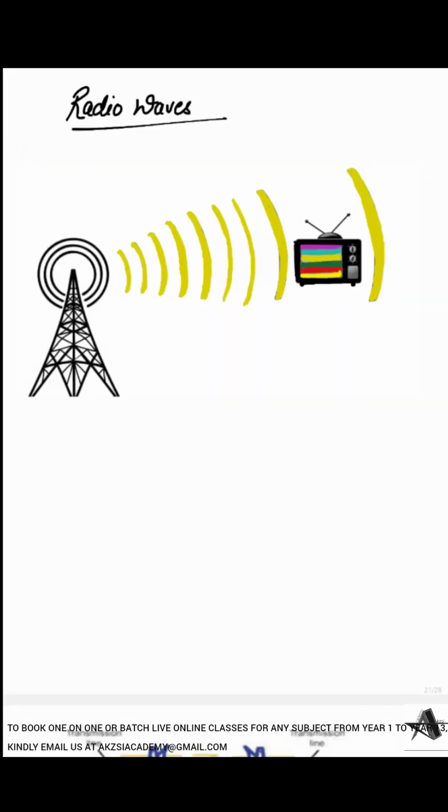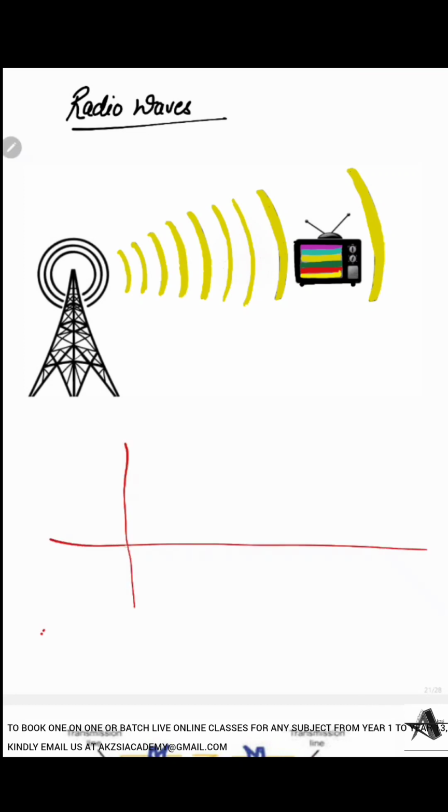The first wave that we will be discussing is the radio waves, because in the electromagnetic spectrum you have seen that radio waves are at the top. They have the highest wavelength. If they have the longest wavelength, that means they can travel a longer distance.